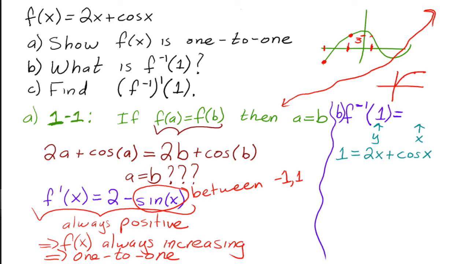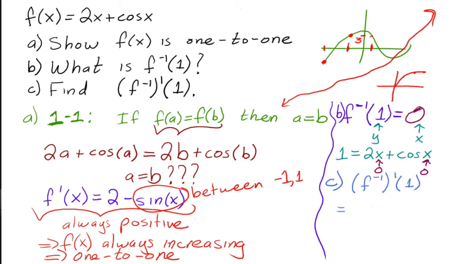So what you do is you just kind of guess. I would recommend starting with 0, seeing if that works. Then 1, and maybe -1, and that kind of stuff until you get the one that works. In this case, 0 actually works, right? Because cosine of 0 is 1, 2 times 0 is 0, so 0 is the correct value for the inverse of f.